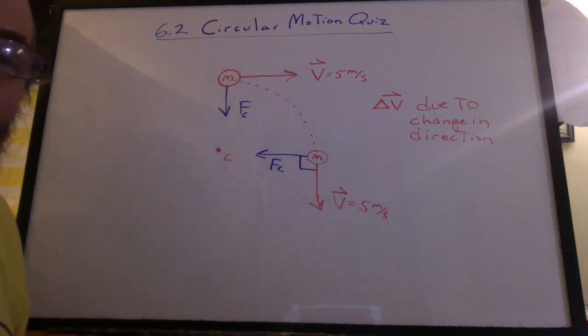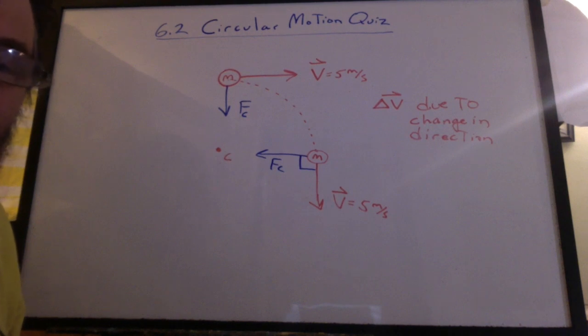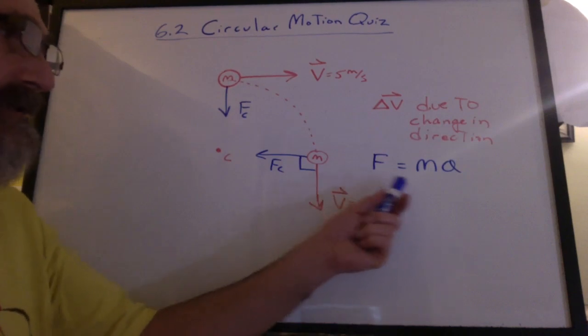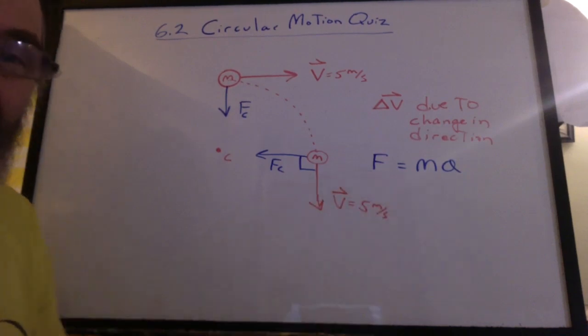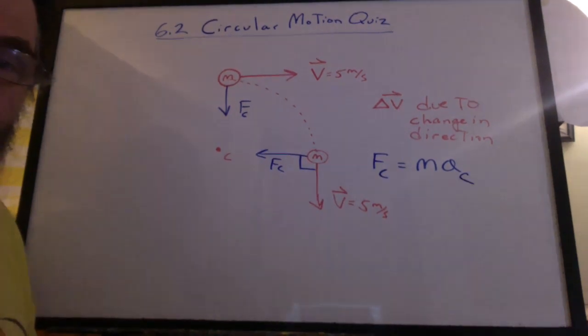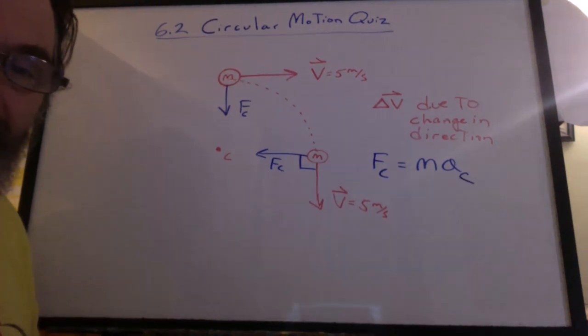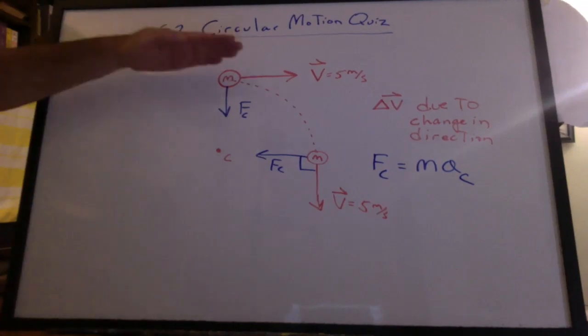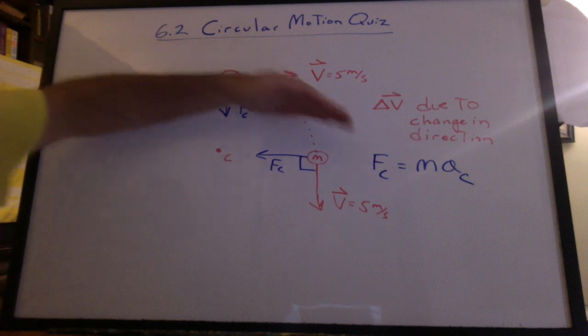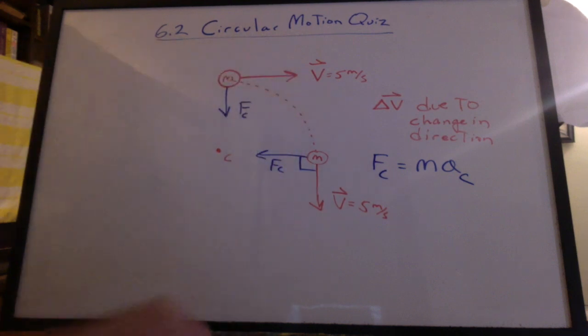There's only one way you can change the motion of an object, and that is with a force. And we all know a force is equal to a mass times an acceleration. If this force is towards the center, the acceleration is towards the center. Think of the force as pushing the velocity around toward the center.